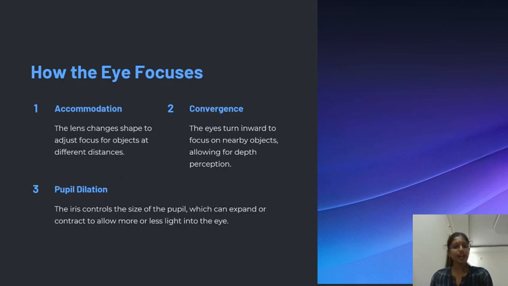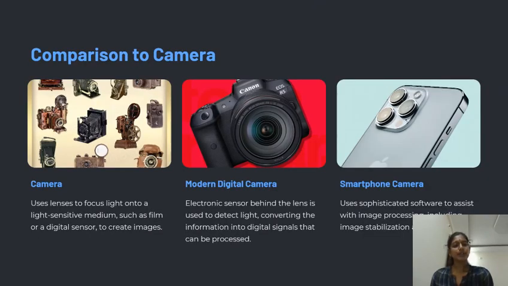Then comparison to a camera. Modern digital cameras and smartphone cameras use lenses to focus light onto a light-sensitive medium such as film or a digital sensor to create images. Electronic sensors behind the lens detect the light, converting the information into digital signals that can be processed. Then a smart camera uses sophisticated software to assist with the image, and image stabilization is done here.